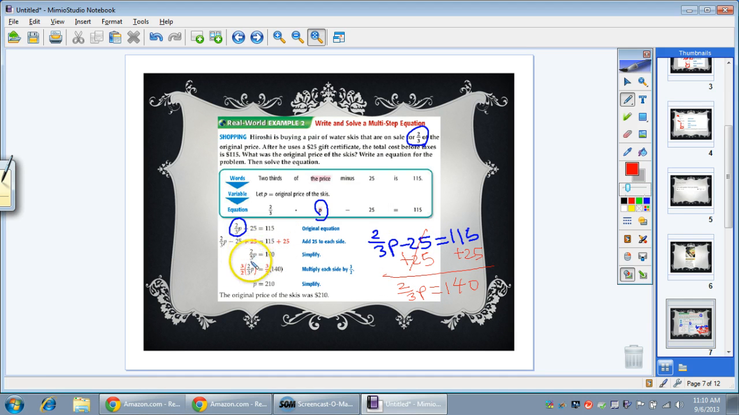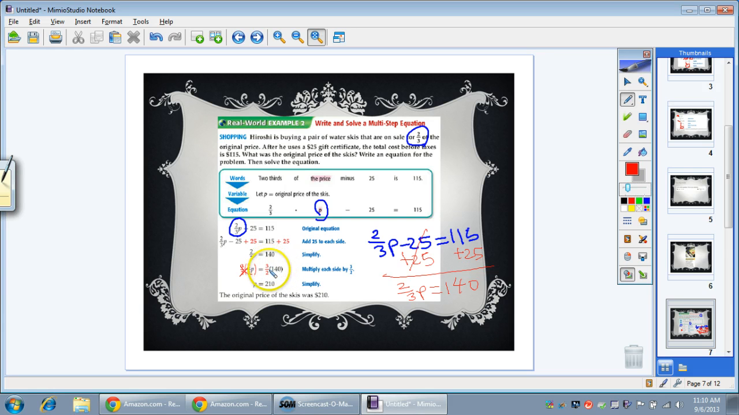In order to get rid of a fraction, you need to multiply each side by the reciprocal. The reciprocal is just the upside down number. So 2/3, multiply each side by 3/2 on each side, because 3 and 3 on top and bottom cancels out, 2 on the top, 2 on the bottom cancels out. Now you have P by itself equals 3/2 times 140.